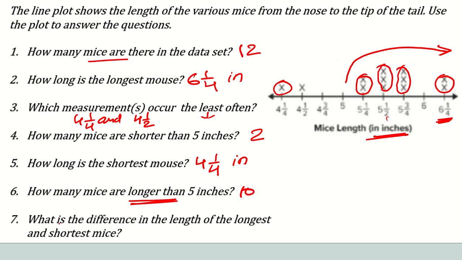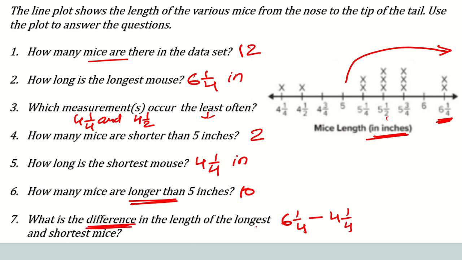Now, next will be, what is the difference in the length of the longest and the shortest mouse? So, what is the longest here? 6 and 1 over 4. What is the shortest? 4 and 1 over 4. And what is the meaning of difference? Difference means minus. So just subtract it. See what I am doing here. I am telling you another method by which you can also subtract quickly.